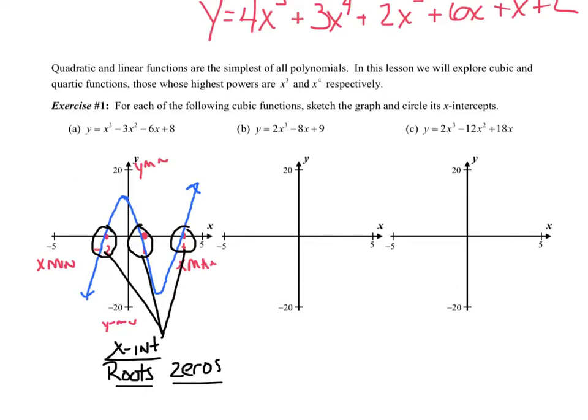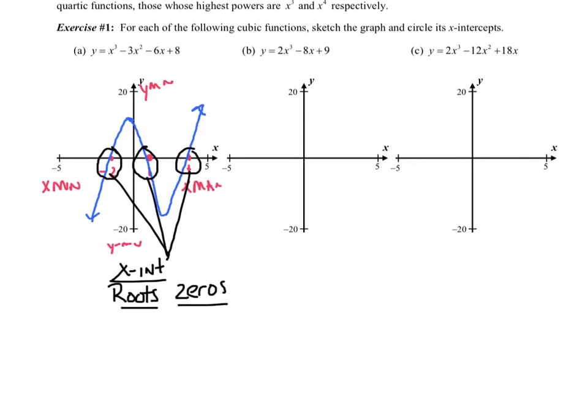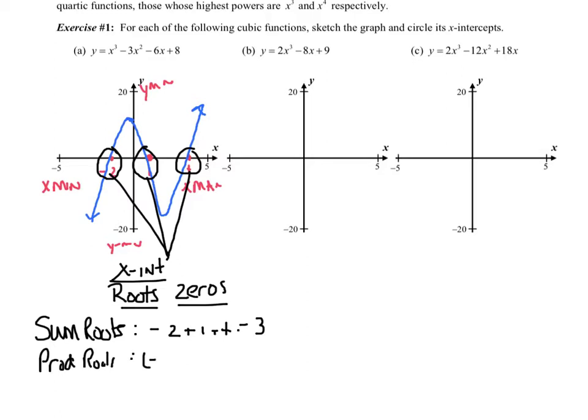Now let me throw another question at you. What if I asked you what is the sum of your roots? All you would do is take your three roots, -2, 1, and 4, and add them together. So I would say the sum of my roots is 3. What if I asked for the product of my roots? Okay, again, I would just take those roots, and this time, instead of adding them, I would multiply them. And I would get -8.